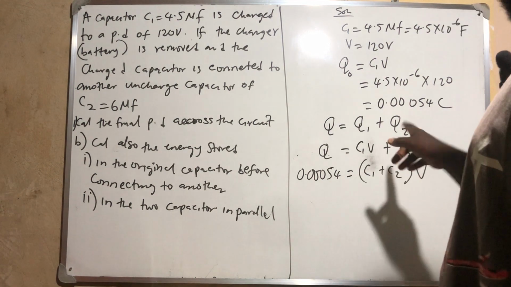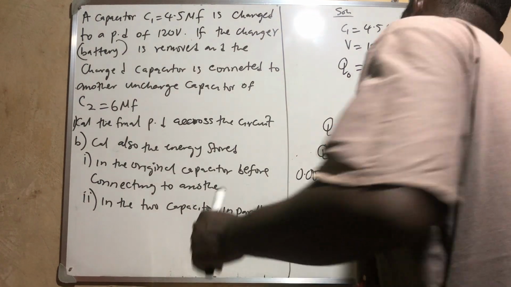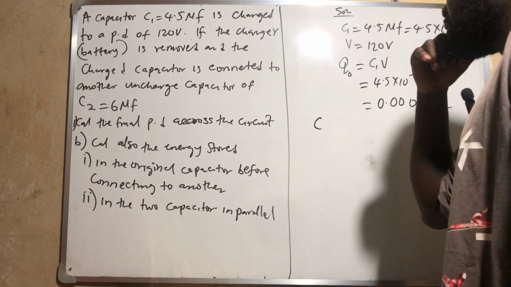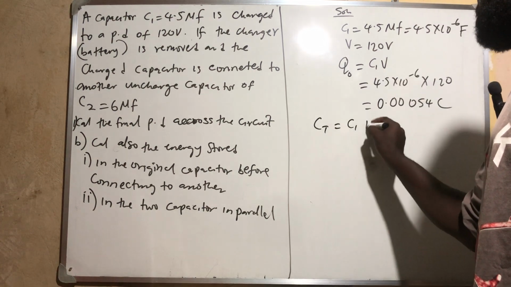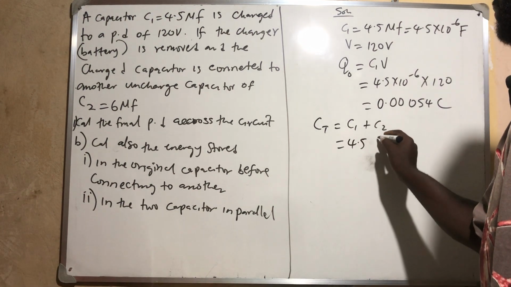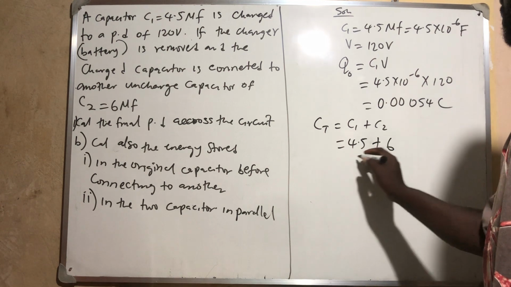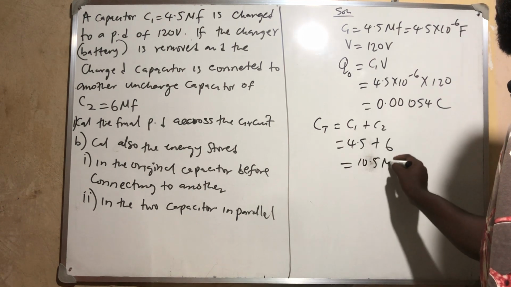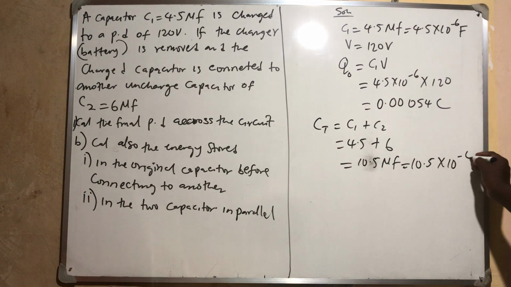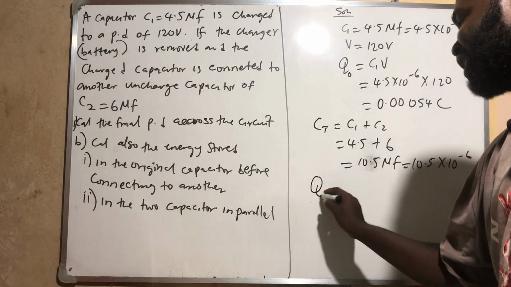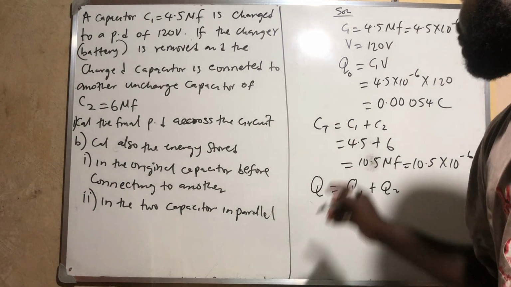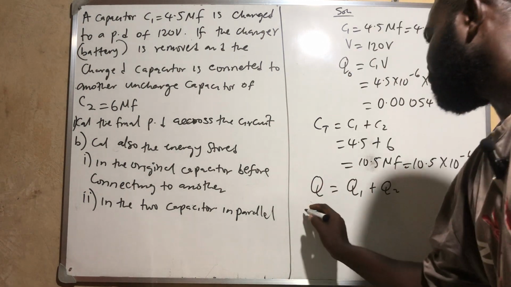Or instead of even doing this, let me get the total capacitance. Since they are in parallel, C total is C1 plus C2, which is 4.5 plus 6. That is 10.5 microfarad, which is the same as 10.5 times 10 raised to power minus 6. So my total charge here is Q1 plus Q2.